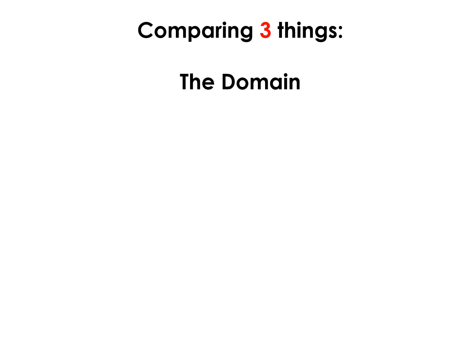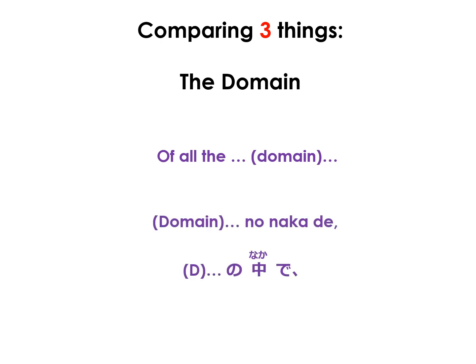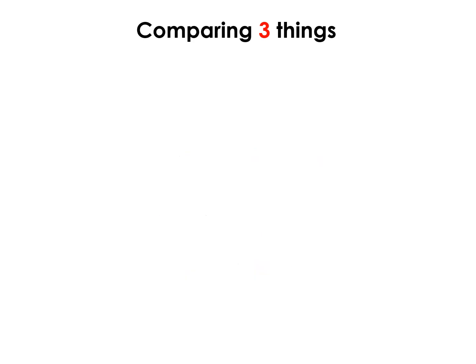It's often common to mention the domain when comparing three or more things. To indicate the domain, in Japanese we say the name of the domain followed by no naka de, which means within the domain of nani nani. We will look at some examples in the next few slides.